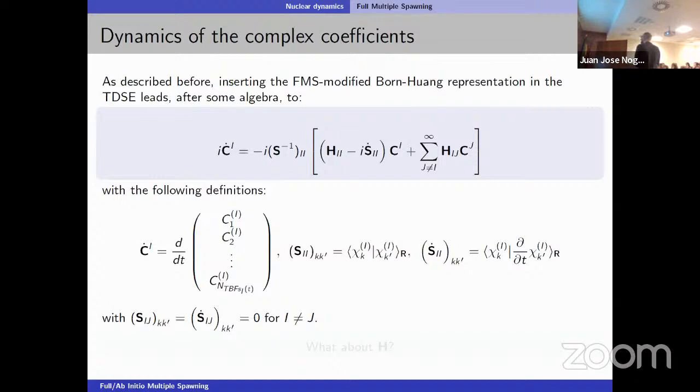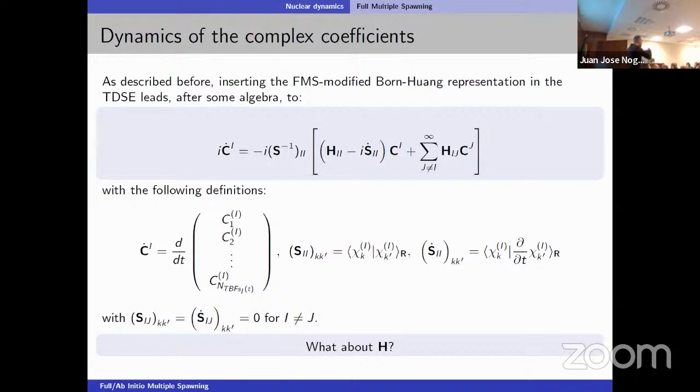So now the big question is, how about this H here, this Hamiltonian matrix element? And this one is really the critical one, because this Hamiltonian matrix element here is the one that will allow your Gaussian functions to talk to each other. All your Gaussian functions, they will be coupled.